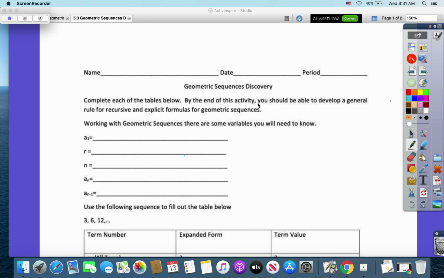Okay, so today we are moving on from arithmetic sequences to geometric sequences. And for that, we still need all these key variables that we talked about with arithmetic sequences, but there is one that is different. So we have a sub 1, and as a reminder, that is our first term. And r is the new one, so r is what we call the common ratio.